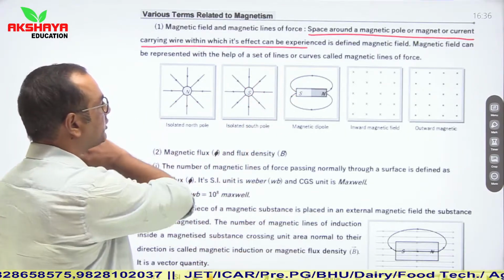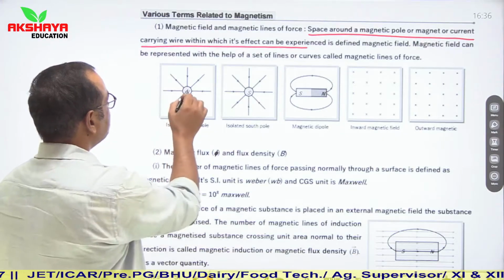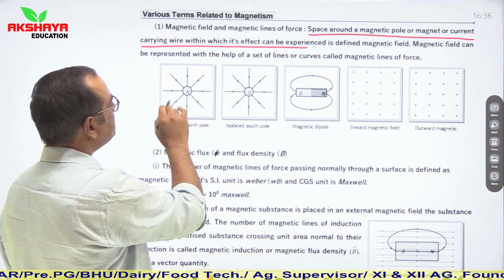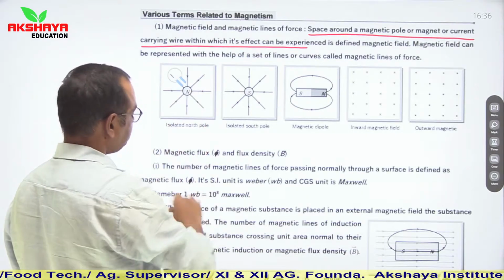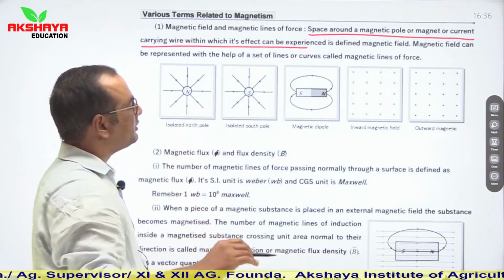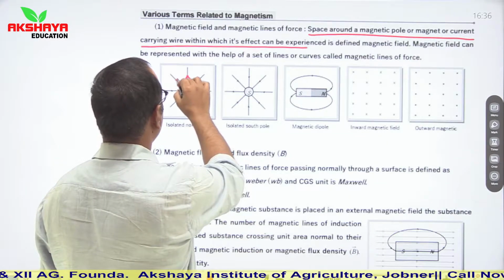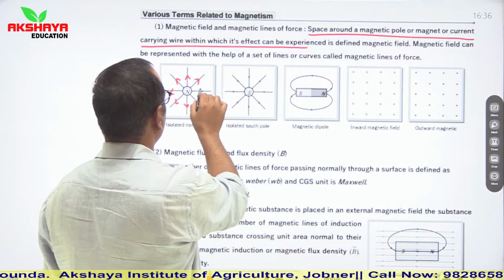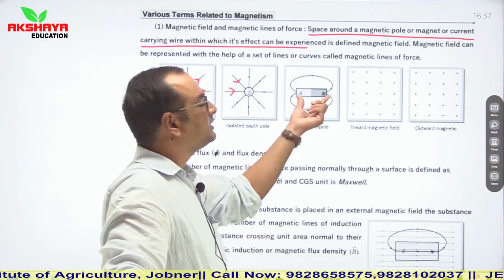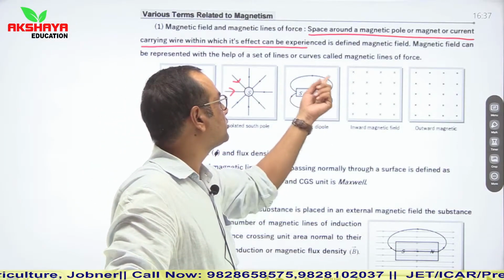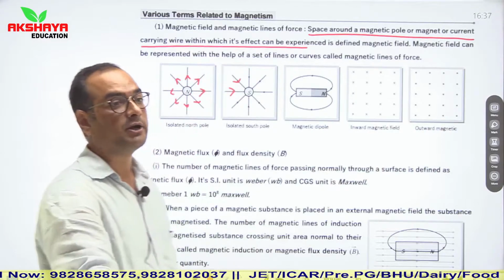So if we talk about the North Pole, then magnetic field lines always travel, see, this is an isolated North Pole, so these lines travel away from the North Pole and towards the South Pole. So in general it will be away from the North Pole this way and towards the south. If we draw for a bar magnet, then these magnetic field lines will travel from north to south. Inward magnetic field is represented by a cross and outward magnetic field is represented by a dot.